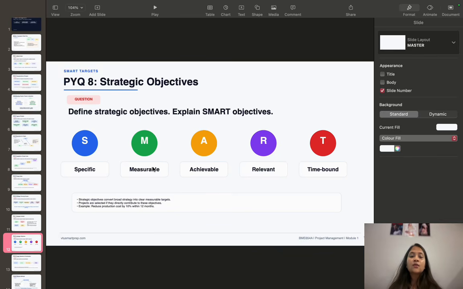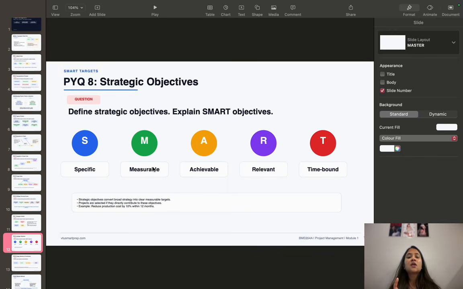Next, M we have, which is measurable. What it means is it must be possible to measure the progress. Okay, A means achievable, where it means that the target should be realistic. And R is relevant, it should support the organization strategy.